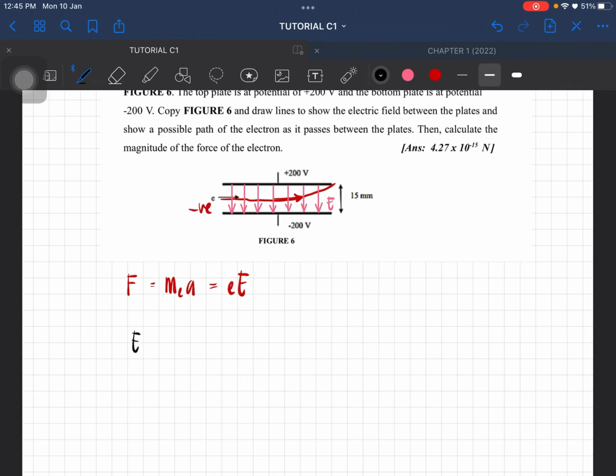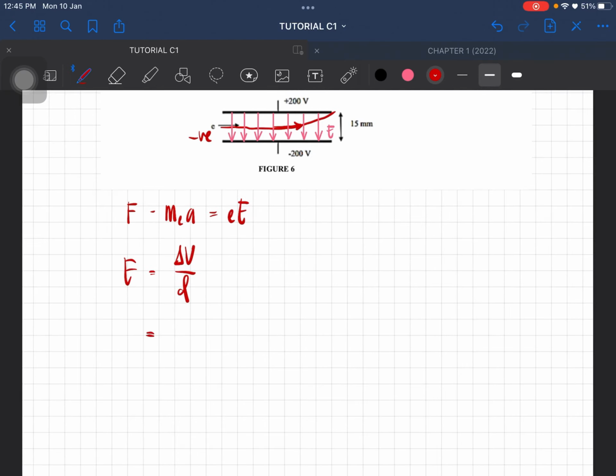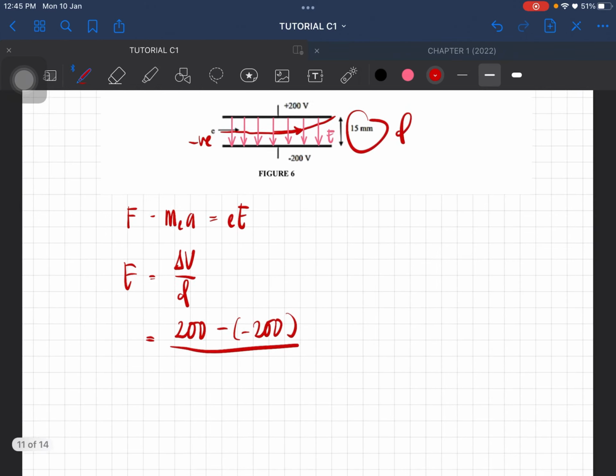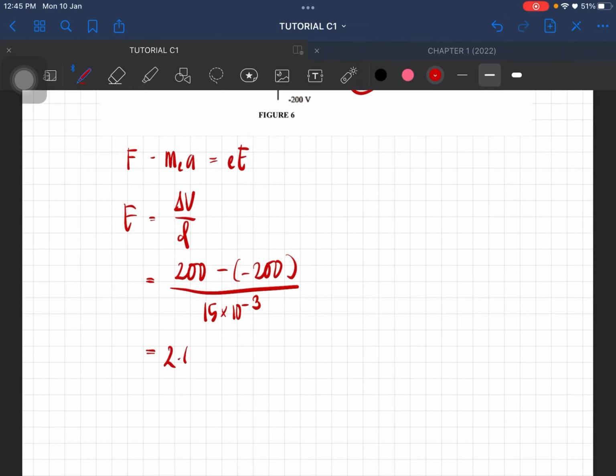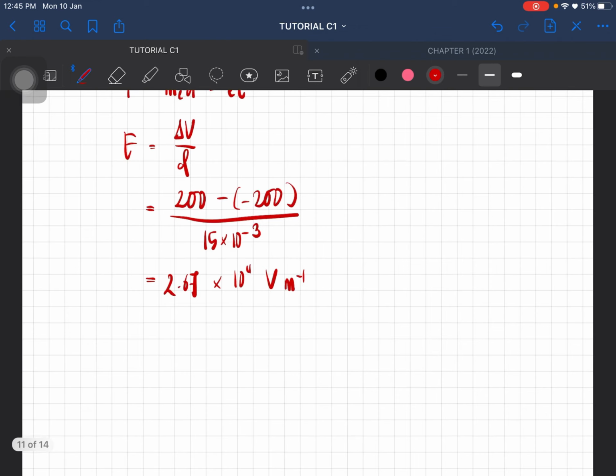Is by using the formula given in our lecture notes, which is this one. And then delta V is going to be 200 minus negative 200 over dengan the d here, which is 15 millimeter. Okay, so that is that, and then you'll get 2.67 times 10 to the power 4 volt per meter. Okay, so that is the electric field strength.